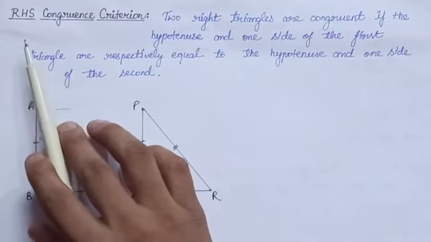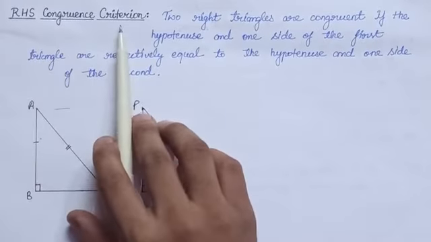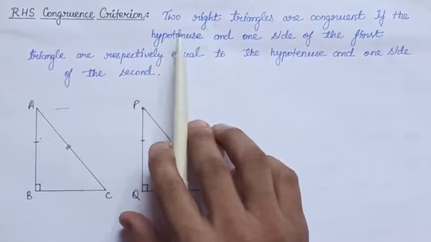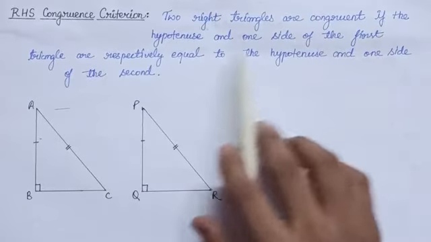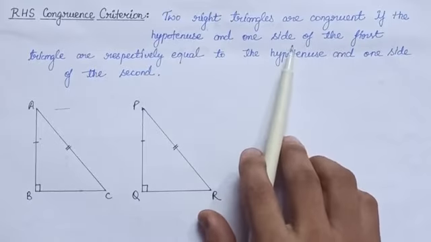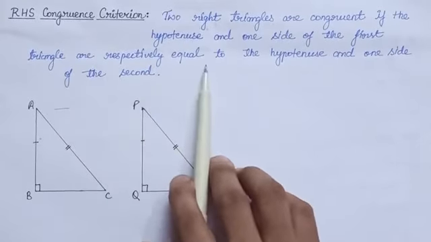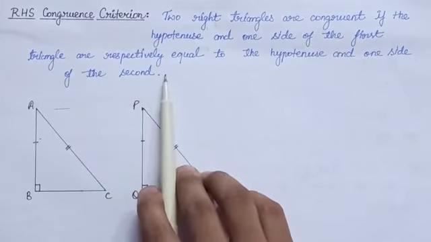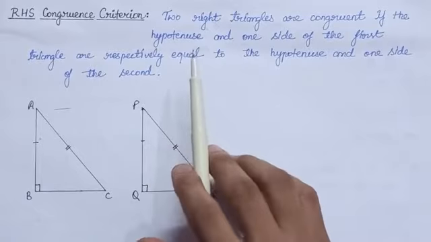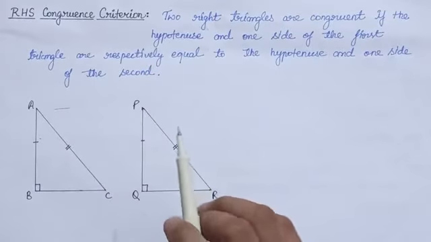One more criterion for congruency of two triangles is the RHS congruency criterion. According to this criterion, two right triangles are congruent if the hypotenuse and one side of the first triangle are respectively equal to the hypotenuse and one side of the second triangle. Then we can say the two triangles are congruent by RHS congruency.